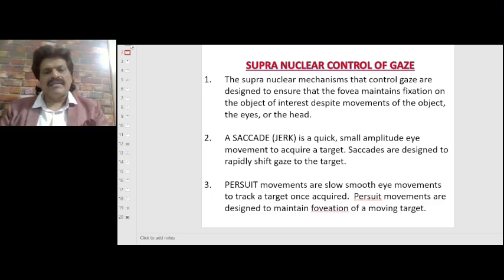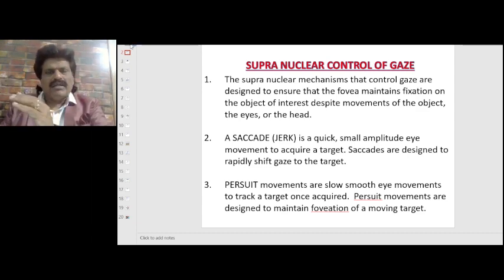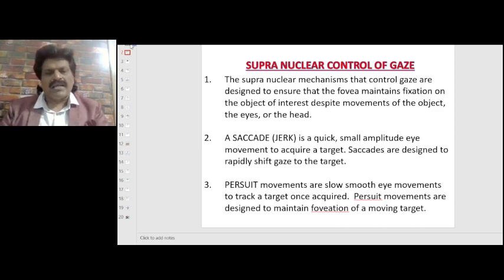Rapid movement. Second is the pursuit movement. These are the following movements. For example, I want to watch a nice shuttlecock match between two international stars. So I watch the shuttlecock moving from one side to the other. These are known as the following movements or the pursuit movements. The pursuit movements are slow, smooth eye movements to track a target once acquired. Pursuit movements are designed to maintain foveation of a moving target.